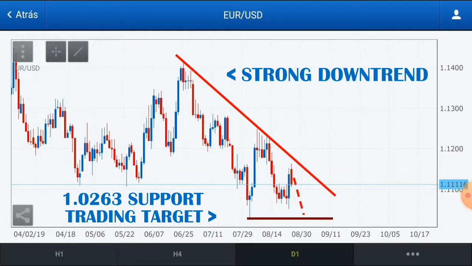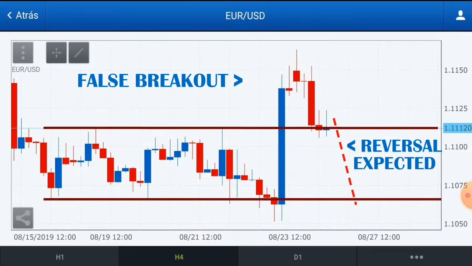Euro US dollar, also in a strong downtrend on a daily chart. My expectation is that the market should hit the support target at 1.0263. Now, as part of that expected bearish movement, this range setup that has been formed on the 4-hour chart is expected to provide us with a bearish reversal that takes out this bullish attempt.